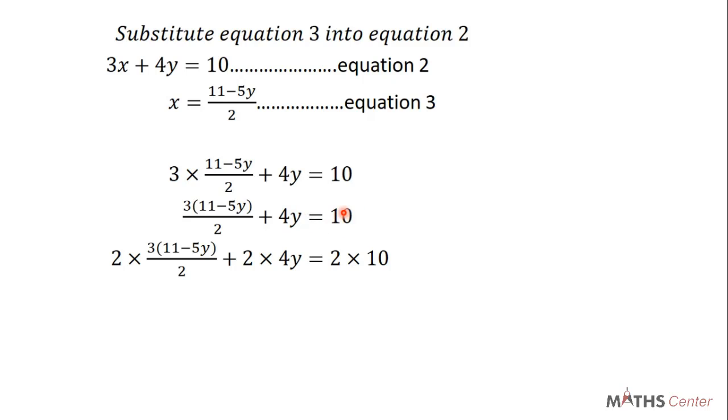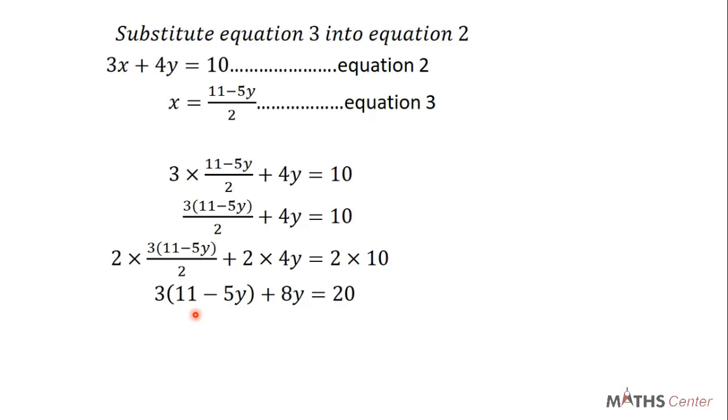Then the other term is 10. You multiply that one also by 2. So from here, we know that 2 will cancel 2. We are going to get 3 into bracket 11 minus 5y. 2 times 4y will give us 8y, and 2 times 10 will give us 20.